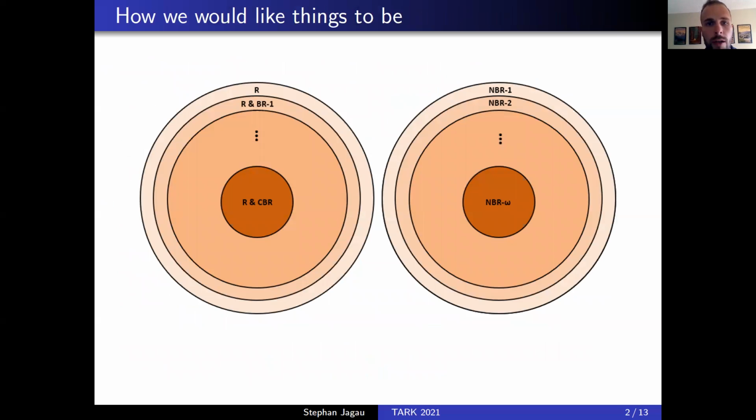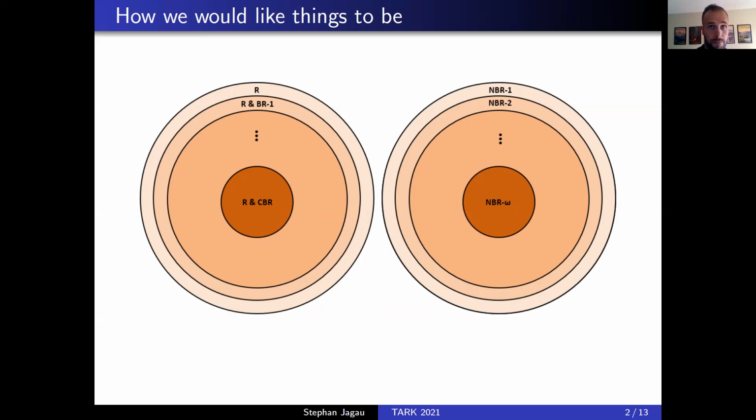Now, something we know from a lot of nice applications and something we like is when things just extend pretty straightforwardly. Like in this picture here, we have the finite levels of elimination of non-best replies on the right side, finite levels of rationality, belief in rationality on the left side, and then all the way in the middle, on the one hand, we have elimination of non-best replies for all finite steps, elimination of non-best replies omega, and on the other hand, we have rationality and common belief in rationality.